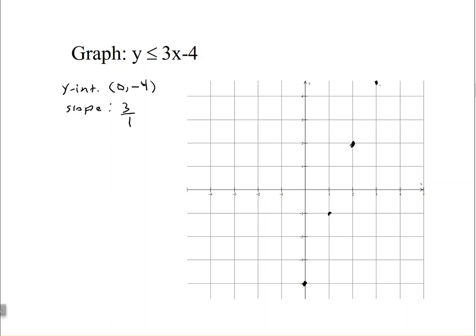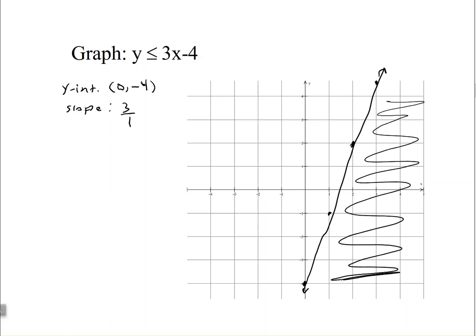Okay, now in this inequality, we had y is less than or equal to. Since I have the or equal to bar, I will use a solid line. And then I still must shade. So it says less than. So again, I'm going to have to shade below the line here.